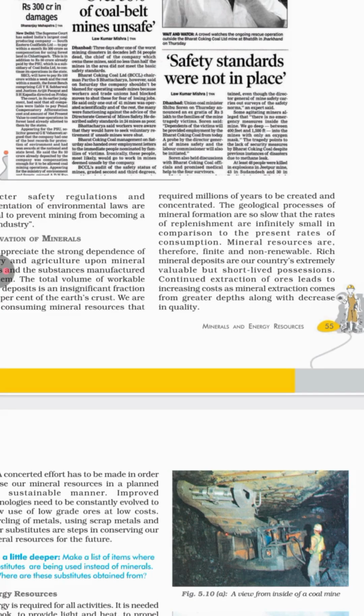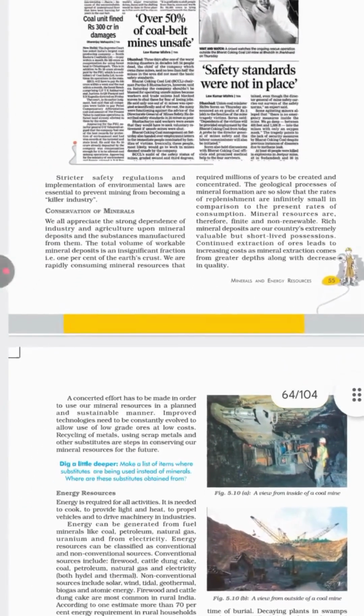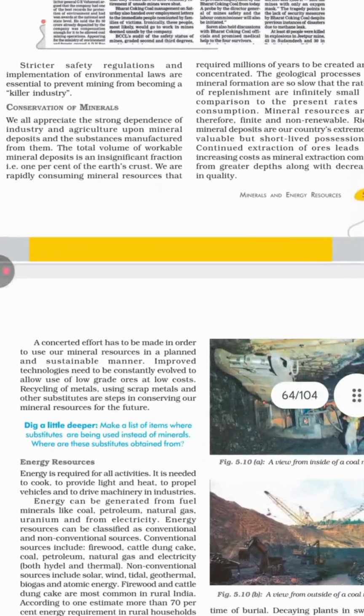depletes as you go deep down into the earth. Understood? Good quality mineral is found on the top, that is on the earth's crust. As you go deeper and deeper, the quality also decreases and the cost of mining also increases. But there is one advantage about the minerals. What is that advantage? Yes, very good. That is recycling of the minerals. You can recycle the minerals, and thereby you can conserve the minerals.